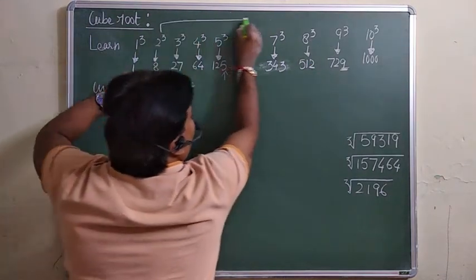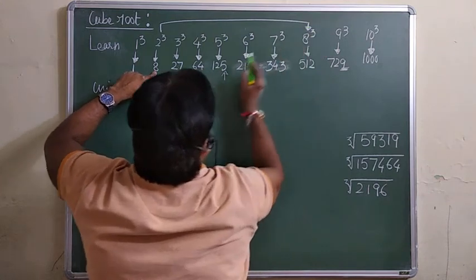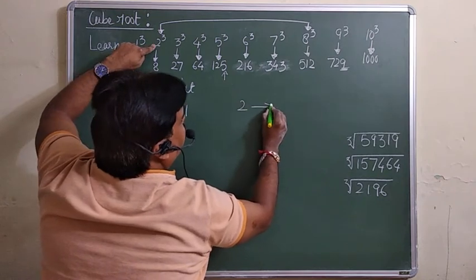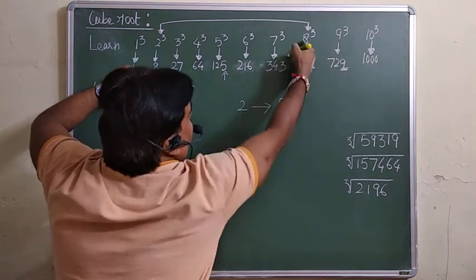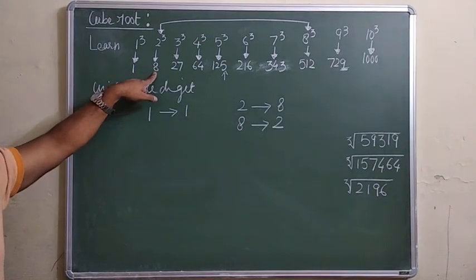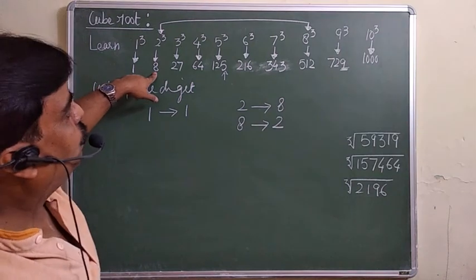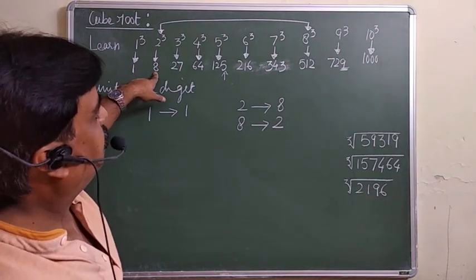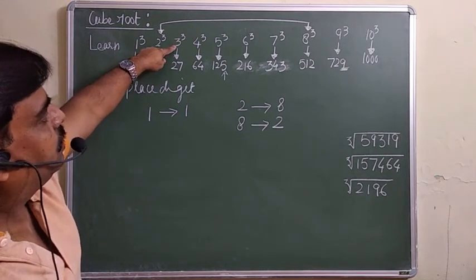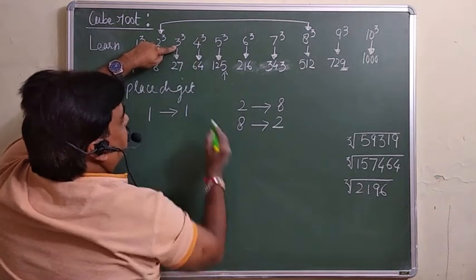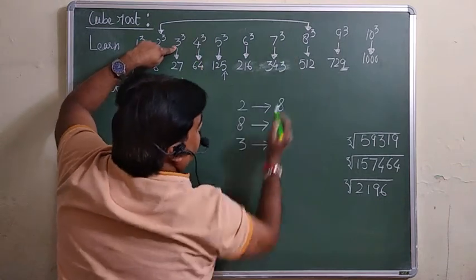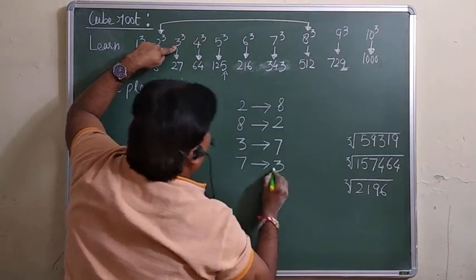So you can take these two numbers together: if you do the cube of 2, the unit digit is 8, and if you do the cube of 8, the unit digit is 2. Similarly, take 3 and 7: if you cube 3, the unit place digit is 7, and if you cube 7, the unit place digit is 3. These two are also a pair.